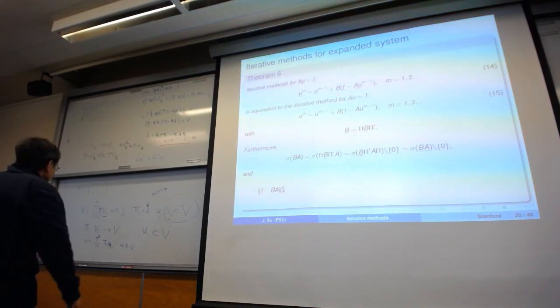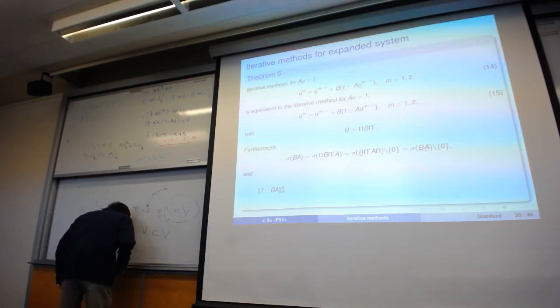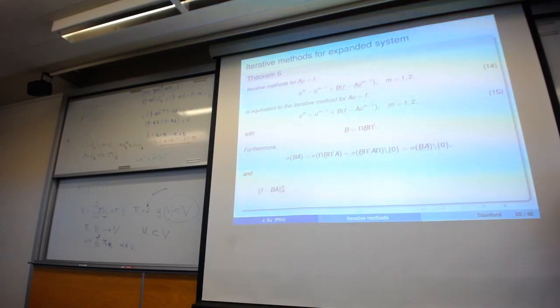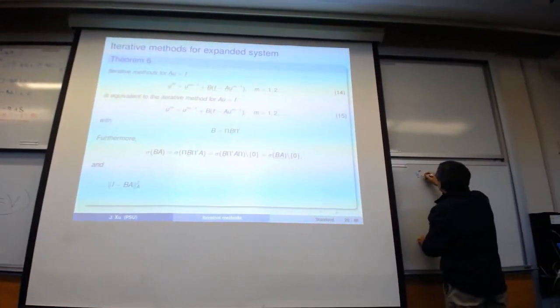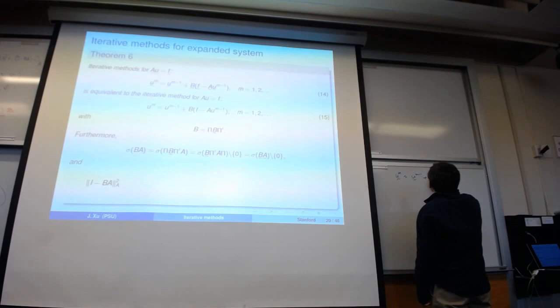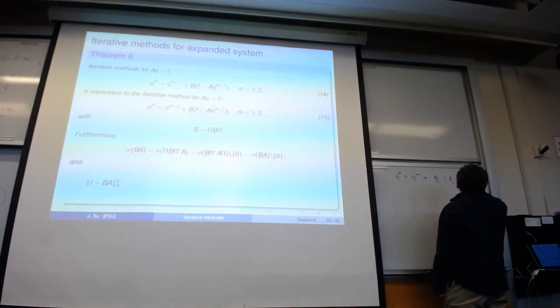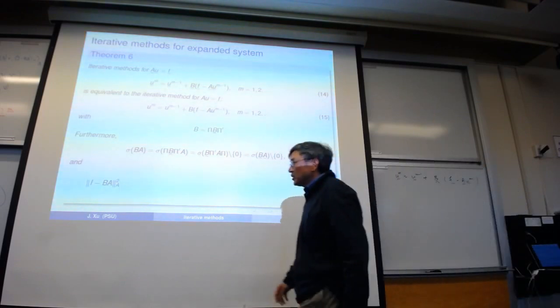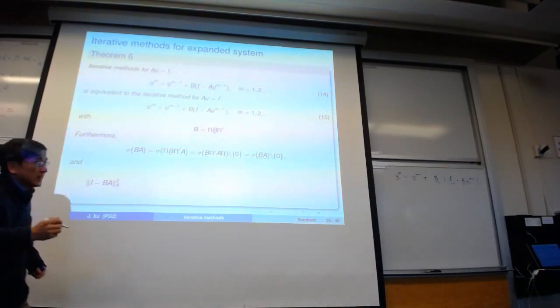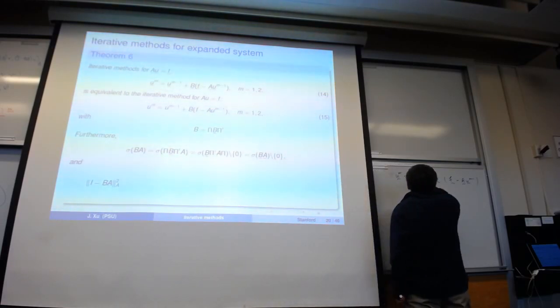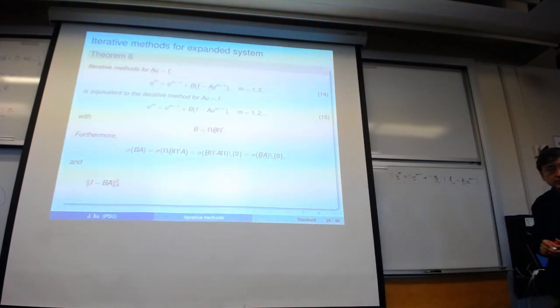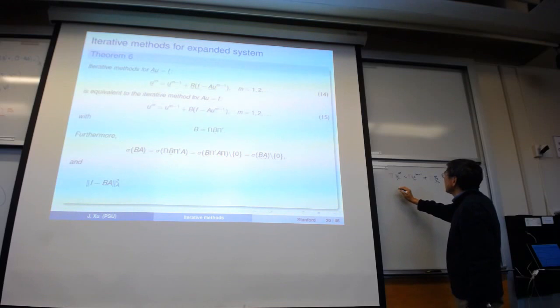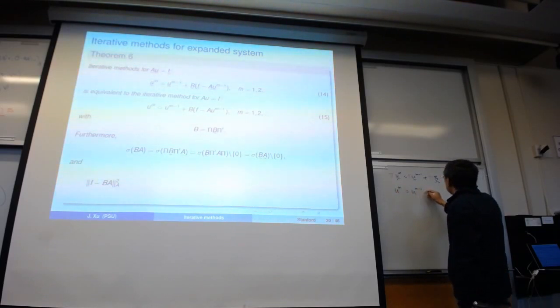Why is that? This is important. u tilde m equals u tilde m minus 1 plus B tilde f tilde. What I'm going to do here is put a pi on both sides. Okay, look at what I'm doing. This is usually called u n, this is u n minus 1, then plus pi B tilde.